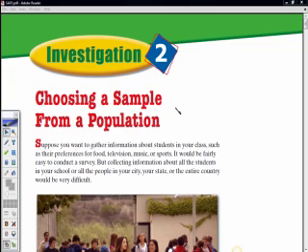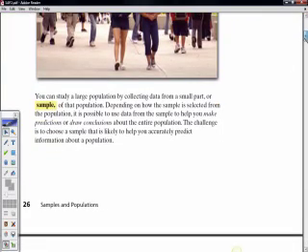Alright, so suppose you want to gather information about students in your class, such as their preference for food, television, music, or sports. It would be fairly easy to conduct a survey, but collecting information about all the students in your school or all the people in your city, your state, or the entire country would be very difficult. So we've talked about choosing a sample.